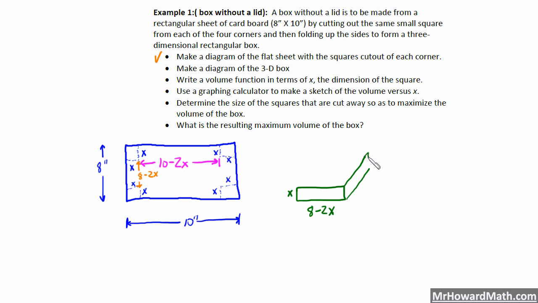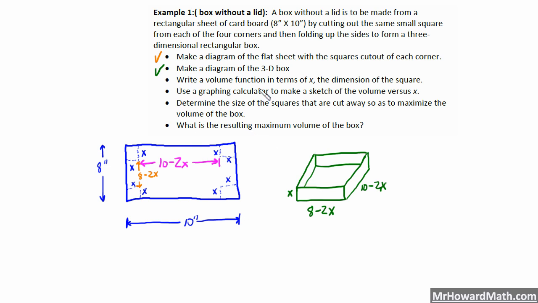And this dimension back here would be 10 minus 2x, because that's this side right here. After we folded everything in, the full depth of the box, the length of the box, would be 10 minus 2x. And we'll finish drawing our picture here. Okay, that looks pretty good there. Not perfect, but that will work. All right, so that part is done.